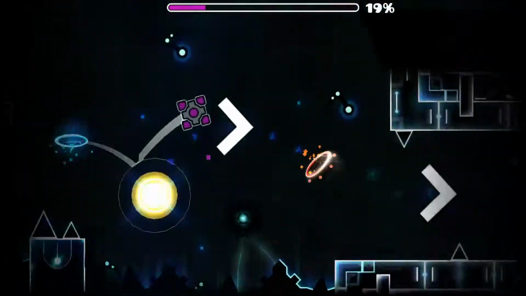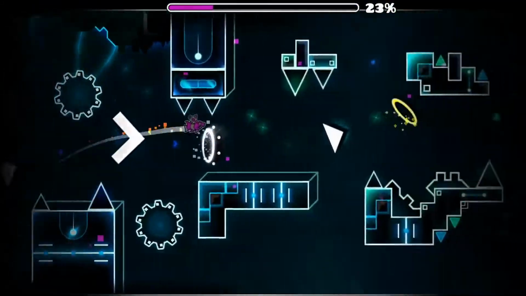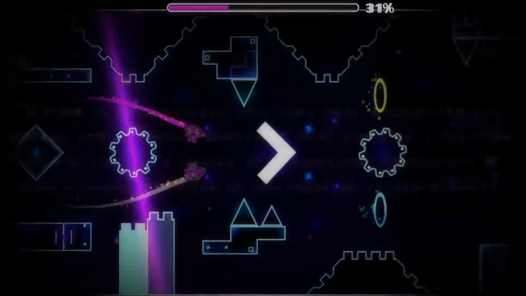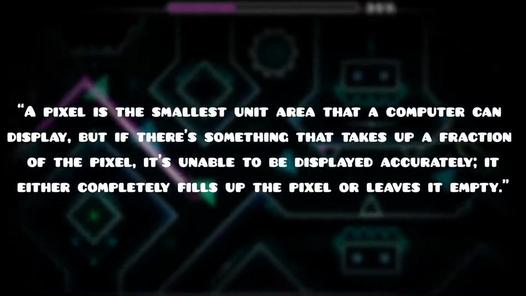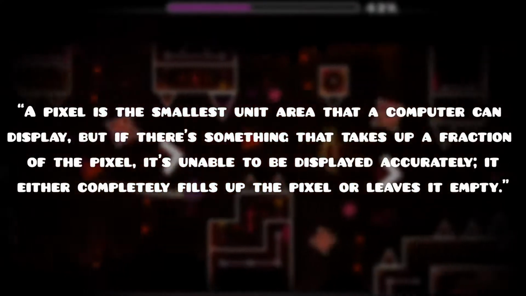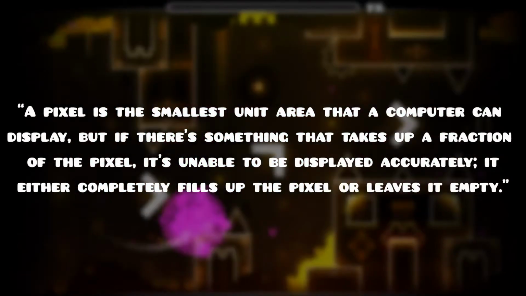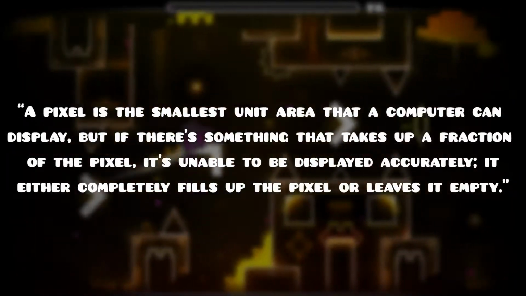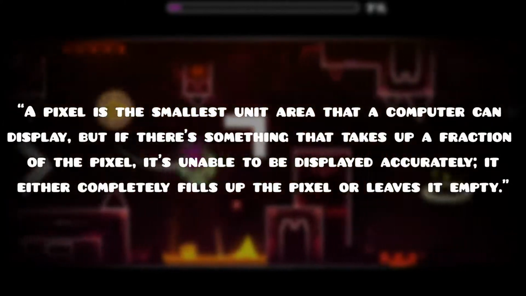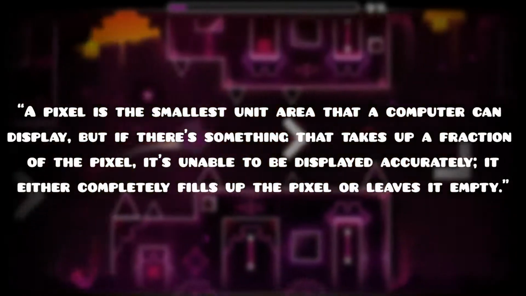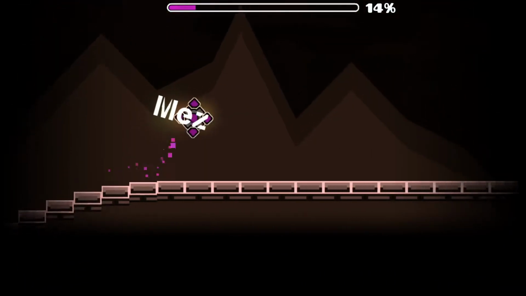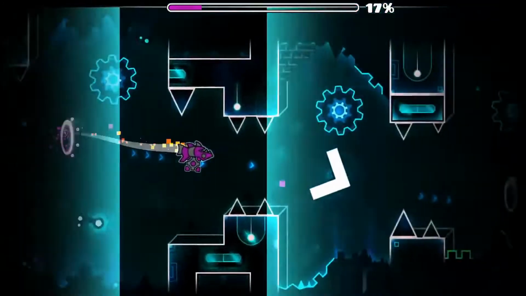Unfortunately, there still is no 100% guarantee for non-integer lengths. Remember what I said at the start of the episode? A pixel is the smallest unit area that a computer can display, but if there's something that takes up a fraction of the pixel, it is unable to be displayed accurately. It either completely fills up the area or leaves it empty. This is a pretty big issue when your only way of measuring lengths in GD is through pixel measurements. I hope that you guys can trust the length formula because there actually isn't a more accurate formula.